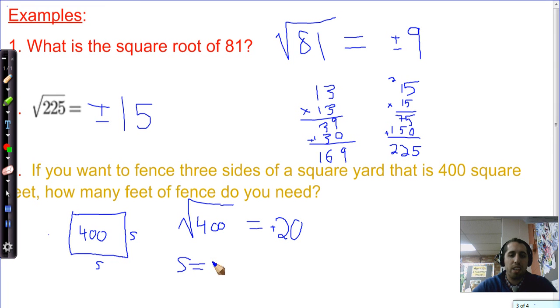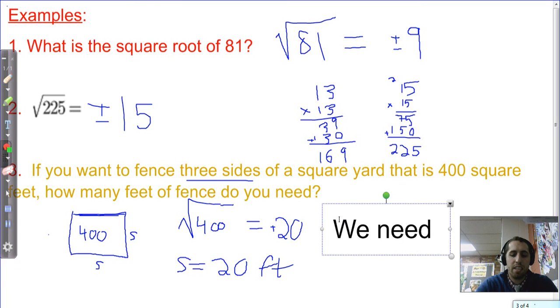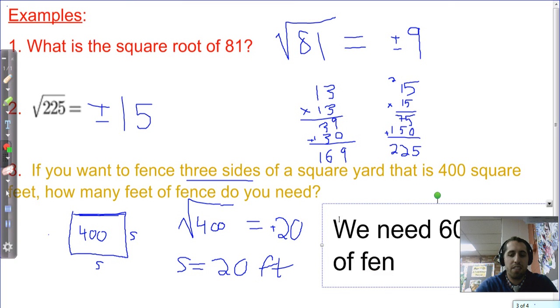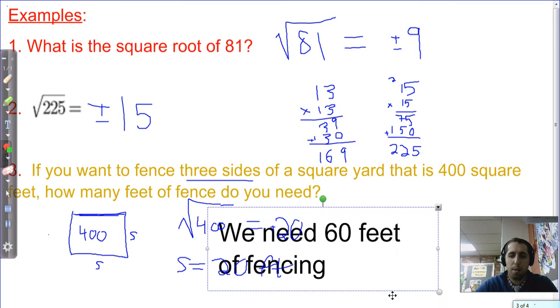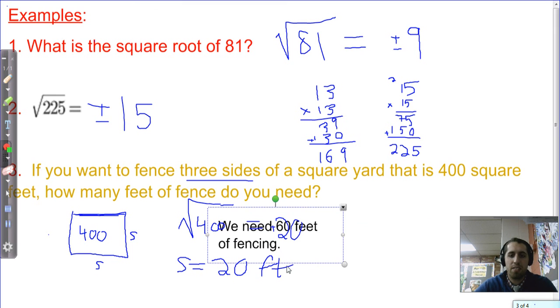So if a side equals 20 feet, and we're going to fence 4 sides, well, or we're going to fence 3 sides, sorry. That's probably because maybe the house is on this side, and so we're going to just fence the other 3 sides. We're going to have one side of 20 feet, another side of 20 feet, a third side of 20 feet. So we could just say that we need 20 plus 20 plus 20, 60 feet of fencing. I'll move this so you guys can see, but you guys should be writing that as well. We need 60 feet of fencing.